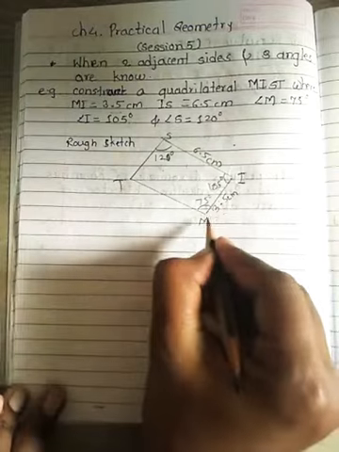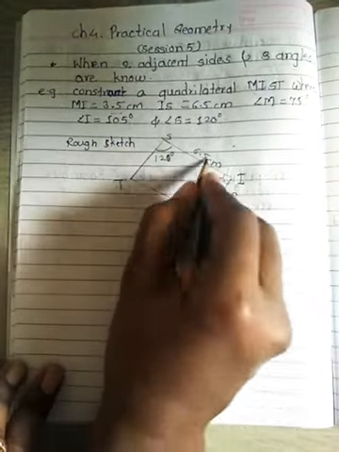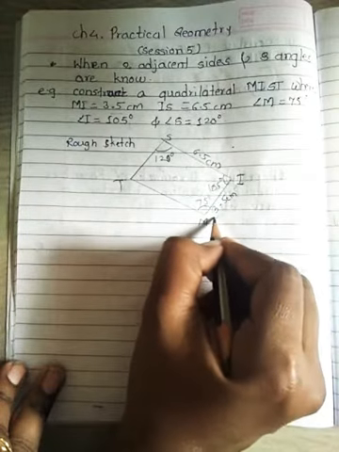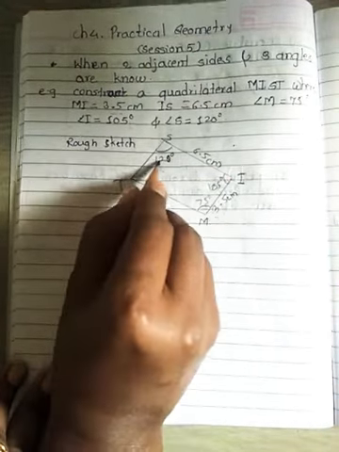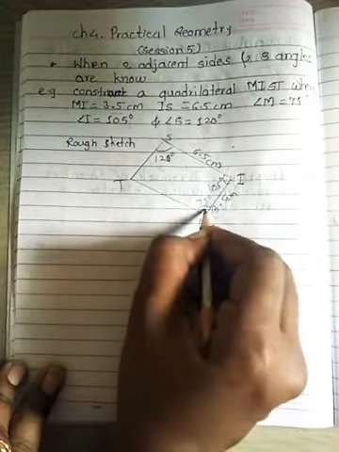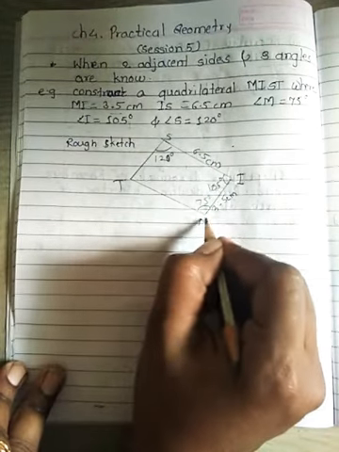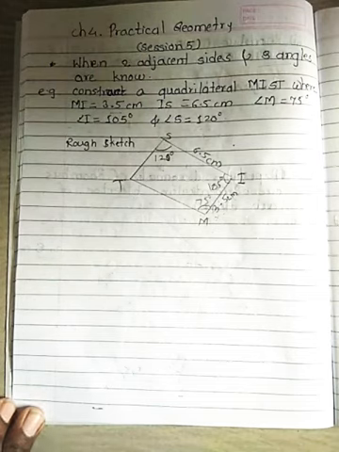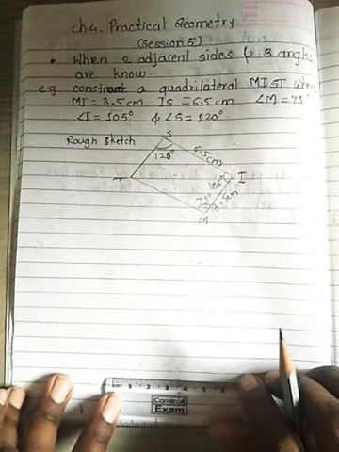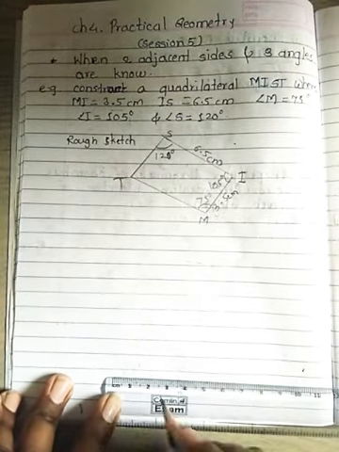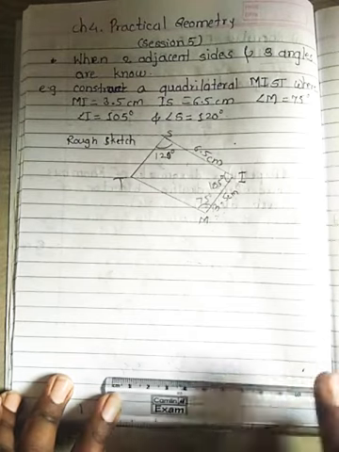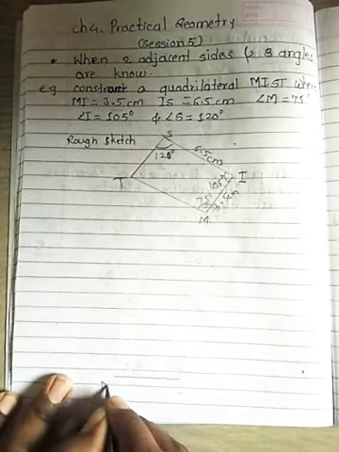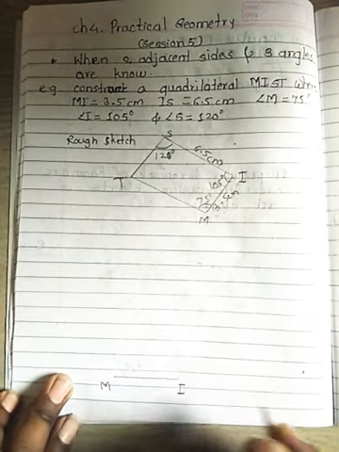First thing, you should take one of the sides as a base, this side or this side. I am taking this side. If you take the other side, then you construct these two angles first and then this angle. But here I am taking 3.5 as the base. So take the scale, 3.5. See here, 3.5. Make a line. This point is M, this is I.